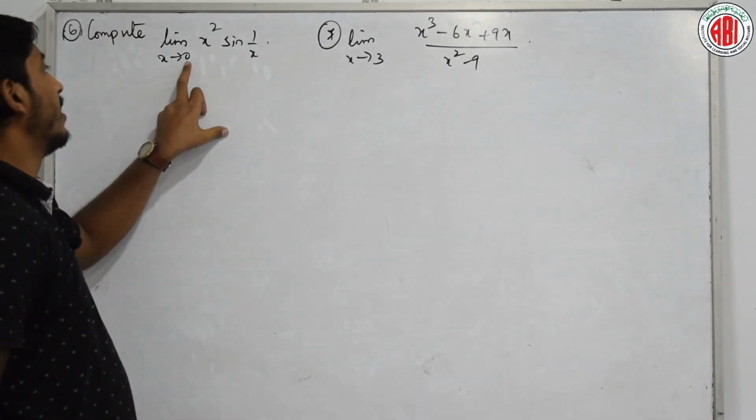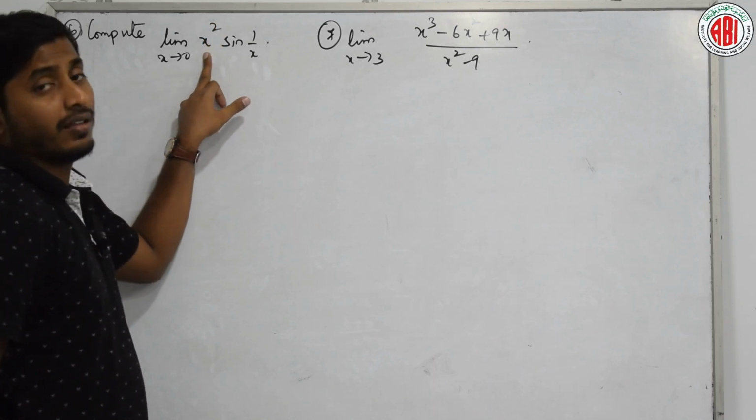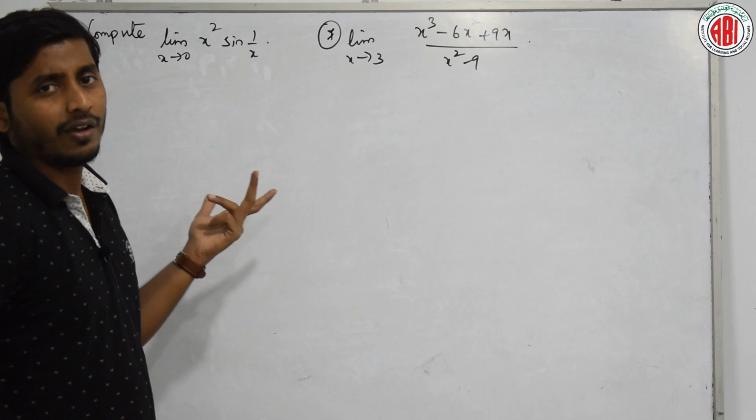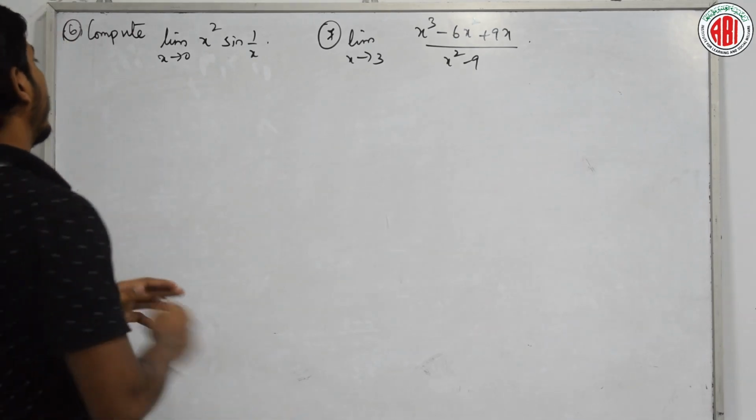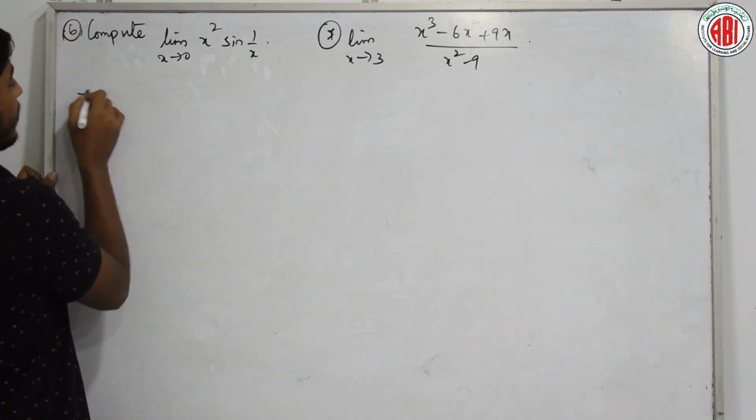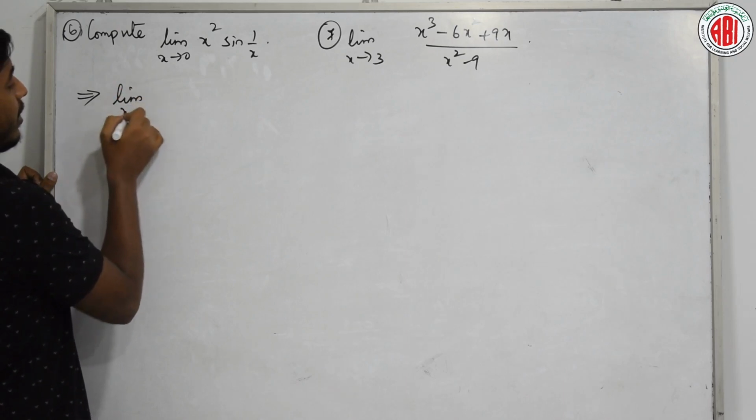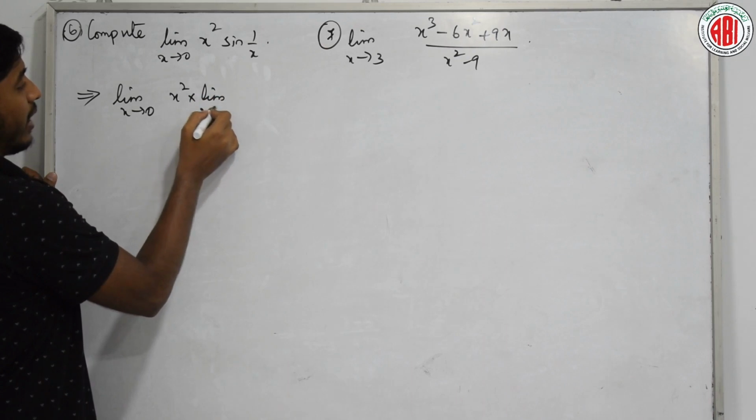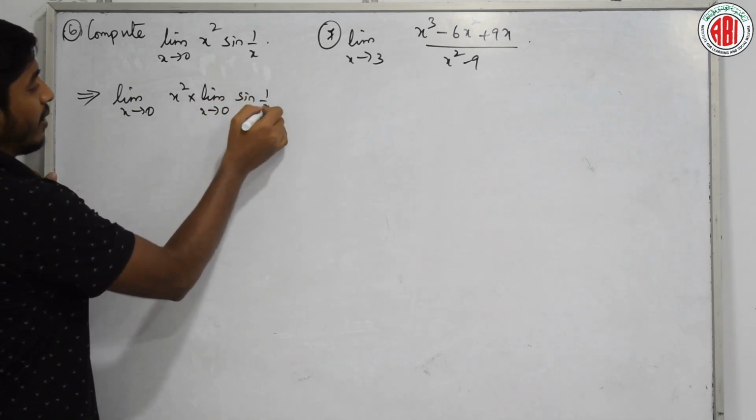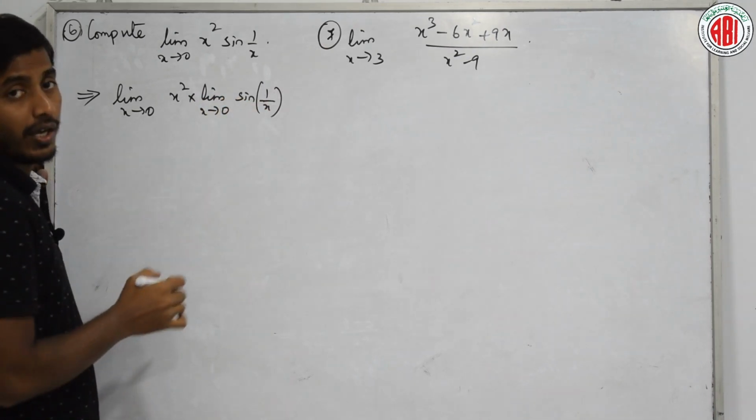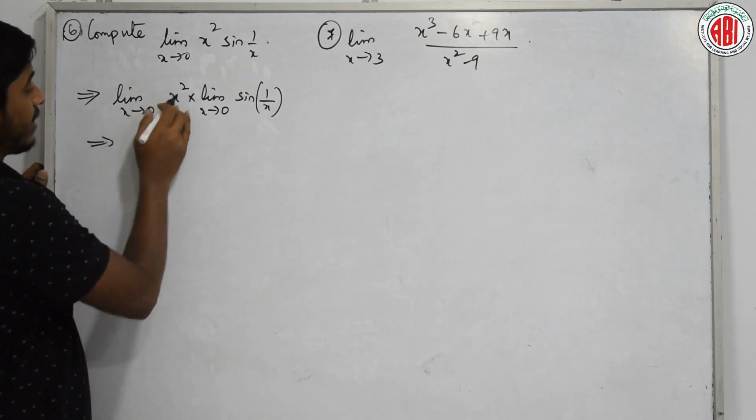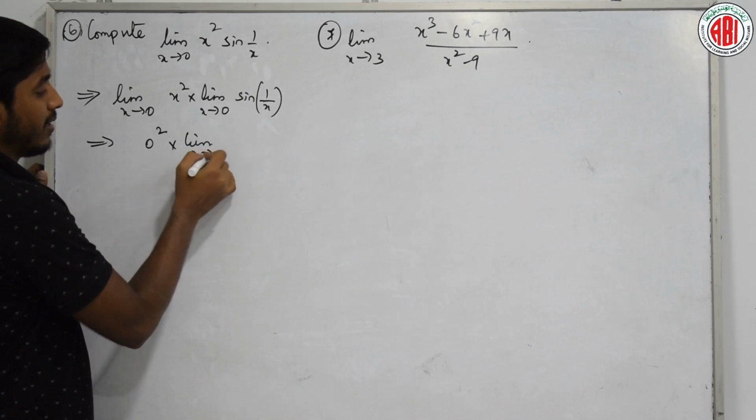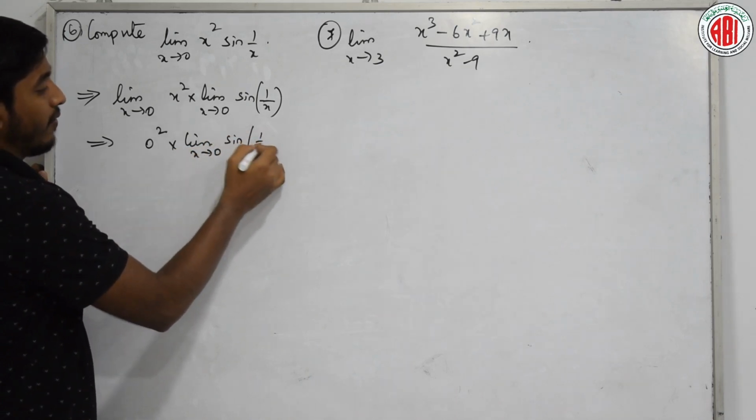Just check here, 0 square, that is 0. 0 into something? Obviously 0. Okay? Directly you can substitute it here. That is, just separate the limit. Limit x tends to 0 of x square into limit x tends to 0 of sine 1 by x. As x tends to 0, this will become 0 square. Here, let us put it like this only, sine 1 by x.